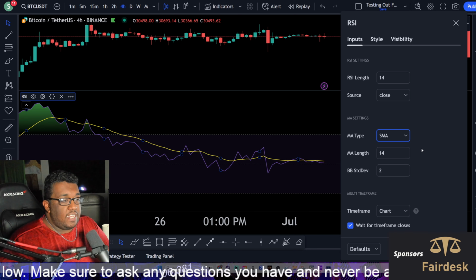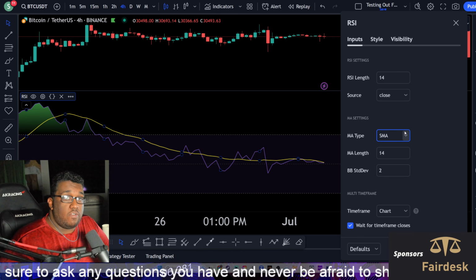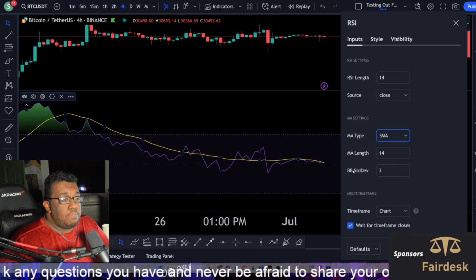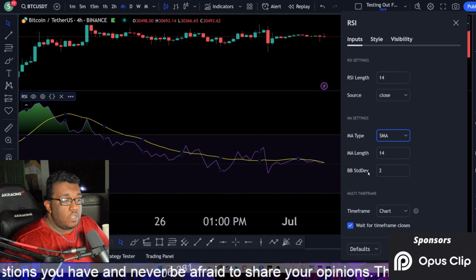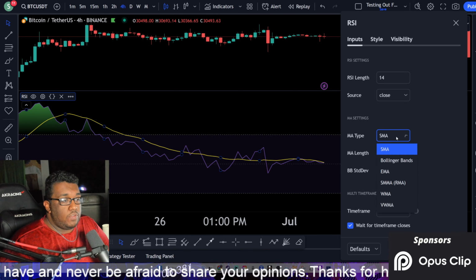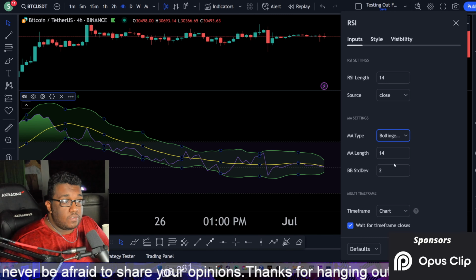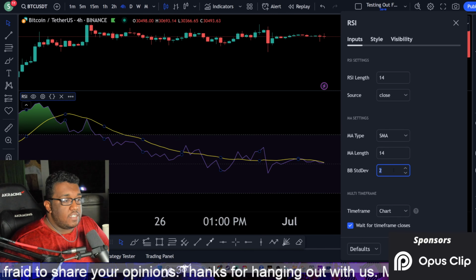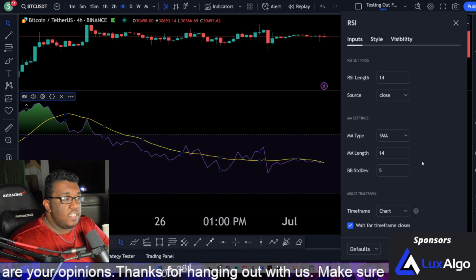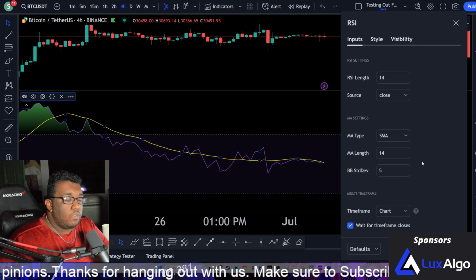I normally just stick with the SMA, or I'll actually turn this off if I don't really need to use it. And then you're going to have the BB standard deviation. So this only matters if you guys are actually using the Bollinger Bands, okay? So if you guys change this, let's make this 5. Nothing's going to change because you're not using the Bollinger Bands.